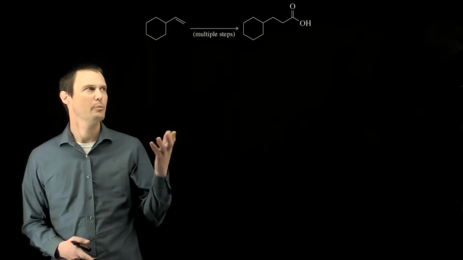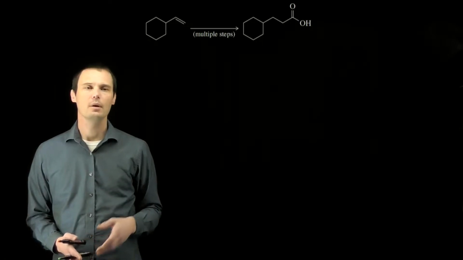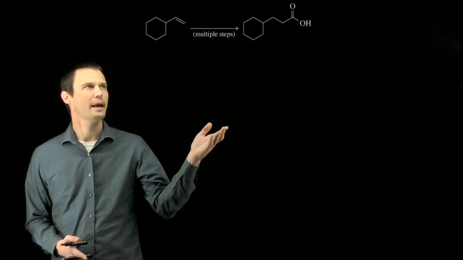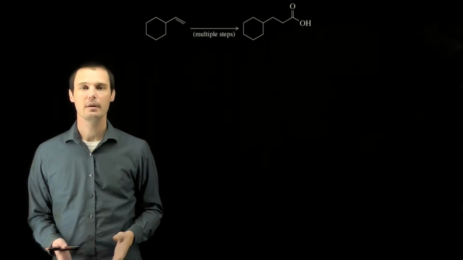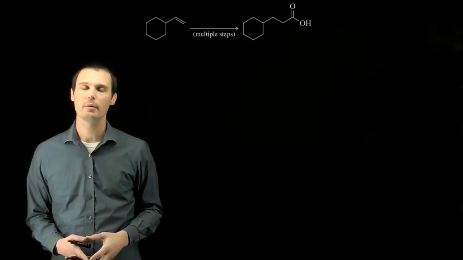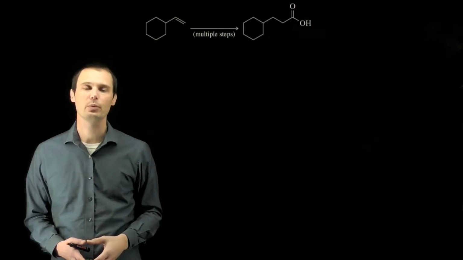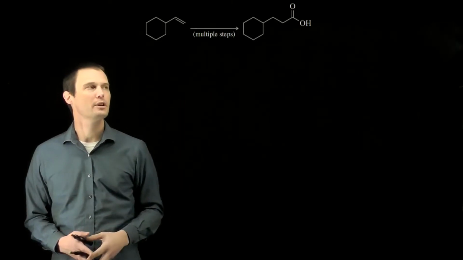This assessment asks us to come up with a multi-step synthesis of this carboxylic acid, starting with this alkene. What I notice is that we're forming a carboxylic acid, and there's one more carbon in our product than there is in the starting material. I know a reaction that forms a carboxylic acid and extends the carbon chain by one carbon. That would be the reaction of a Grignard reagent with a carbon dioxide molecule. If I could do that, I could form this carboxylic acid.